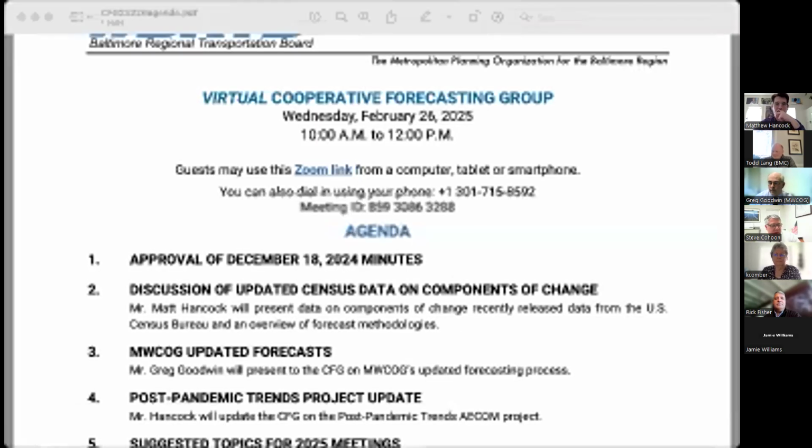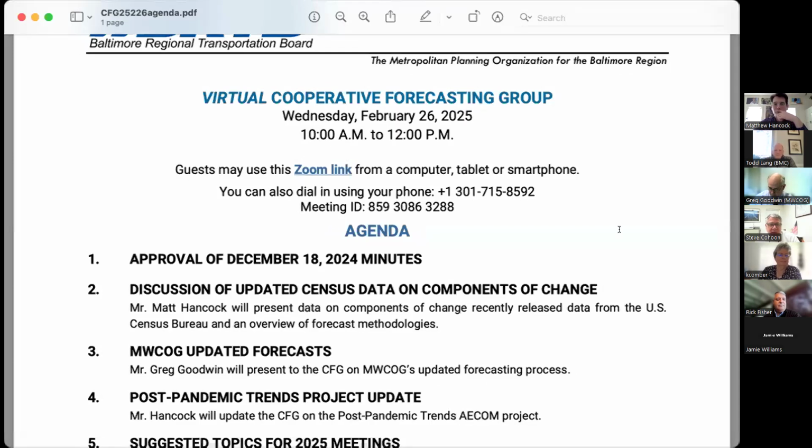If not, we'll go ahead and call for the vote. All those in favor of approving the minutes, say aye. Aye. Aye. Aye. Any opposed? No opposition. The minutes are approved.